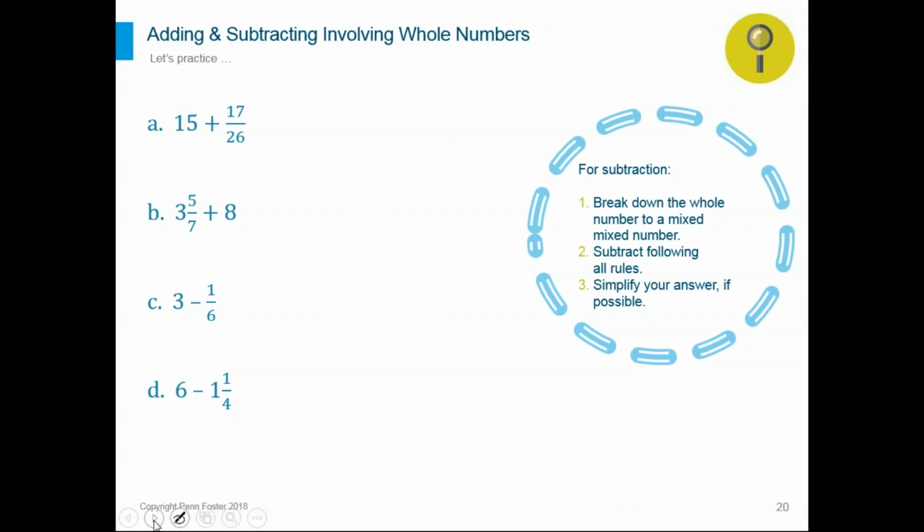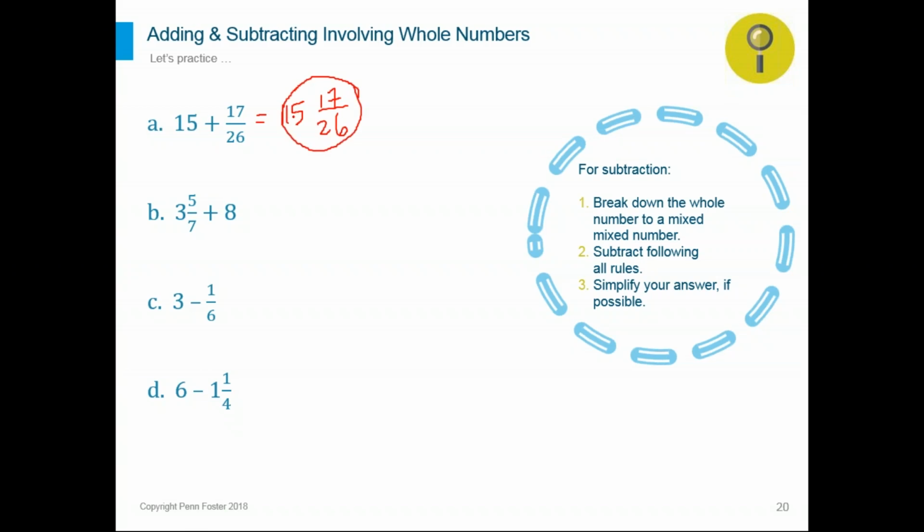The last topic I want to cover today is when you add fractions or mixed numbers to whole numbers, or when you do subtraction on the same kind of questions. Number A: 15, a whole number, plus 17 over 26. Addition is a little bit simpler than subtraction. In this kind of problem, just add. 15 plus nothing is 15. 17 over 26 plus nothing. There's no fraction part here, so it's just 17 over 26. Nothing to simplify. This is your sum.